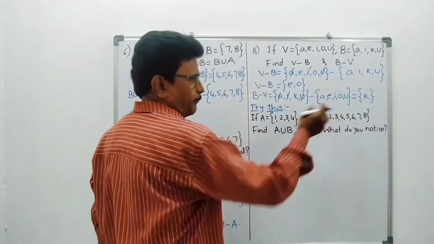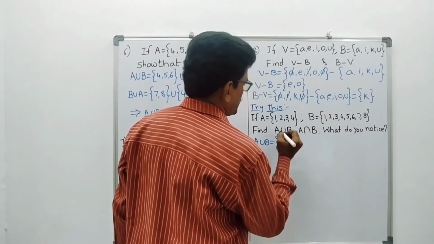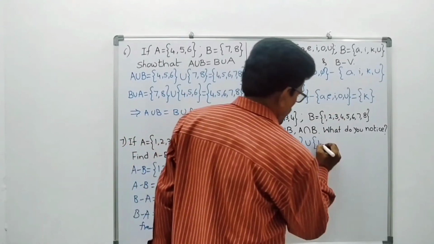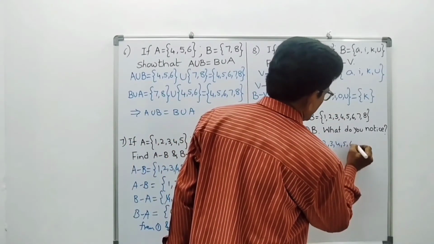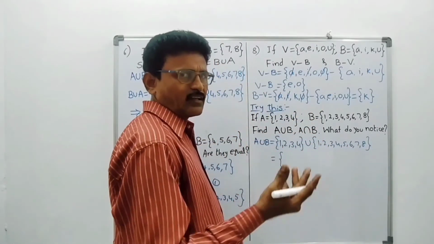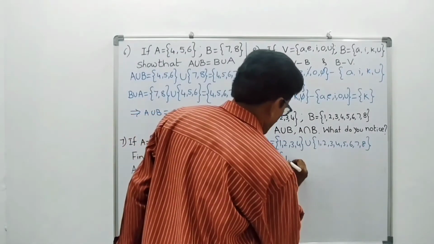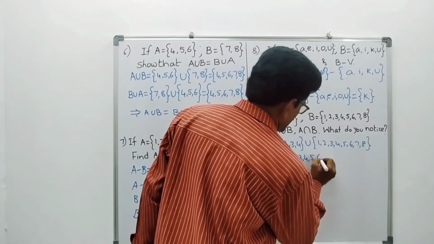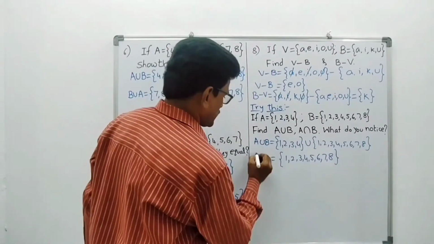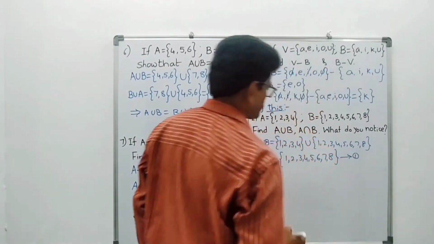So first, the elements of A and B are given. Now what is A union B? See, write down the elements of A: 1, 2, 3, 4. Union. Now elements of B: 1, 2, 3, 4, 5, 6, 7, 8. Okay, now the result. Total elements: 1, 2, 3, 4, 1, 2, 3, 4, 5, 6, 7, 8. So we are getting 1, 2, 3, 4, 5, 6, 7, 8. These elements are repeating, so we write them only one time. That is A union B. Suppose this is the first equation.